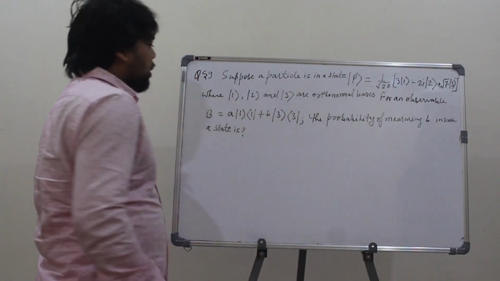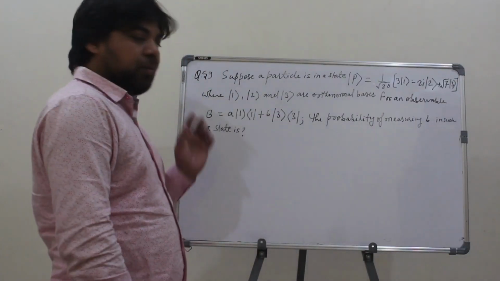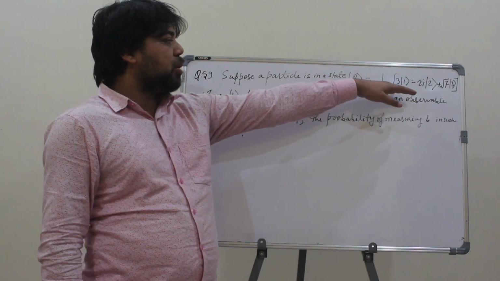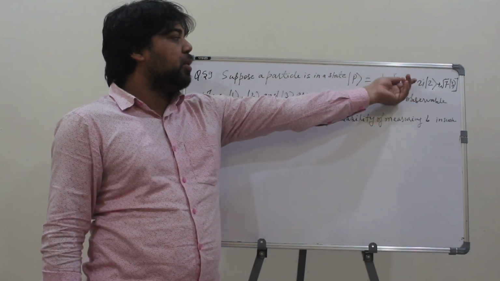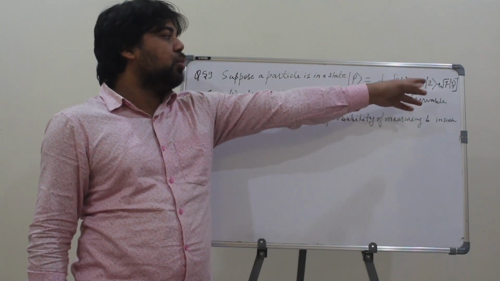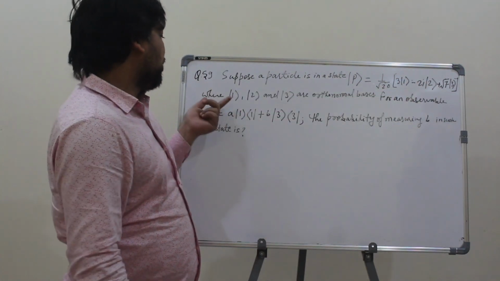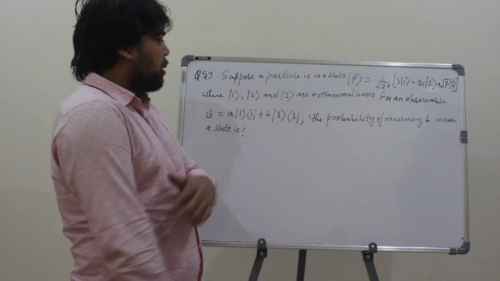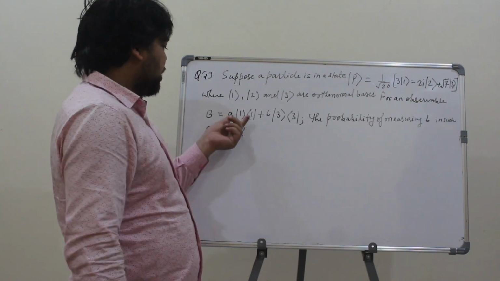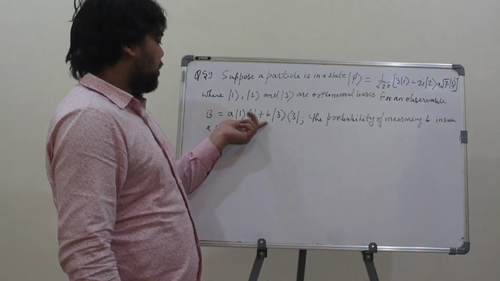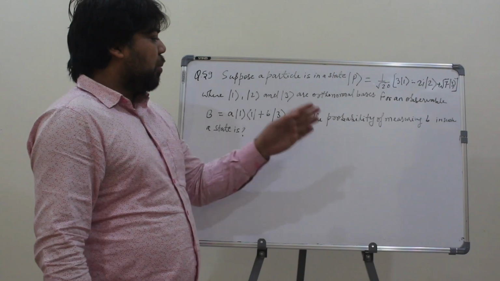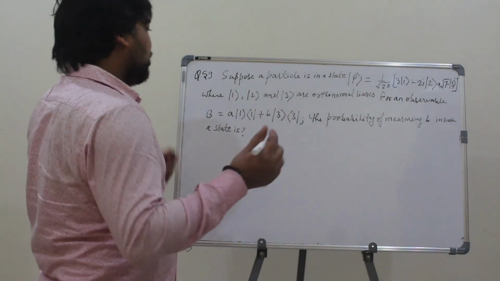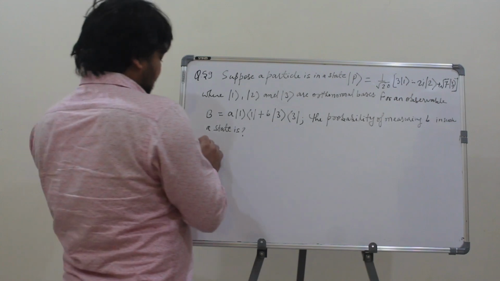Hope you will find it useful. Now let us discuss problem 59, which says: suppose a particle is in state psi, which equals 1 by root 20, 3 times state 1 minus 2i times state 2 plus root 7 times state 3. States 1, 2 and 3 are the orthonormal bases. And for an observable B, which is equal to b1 |1><1| plus b3 |3><3|, what is the probability of measuring small b in such a state? So you have to calculate the probability, remember that.